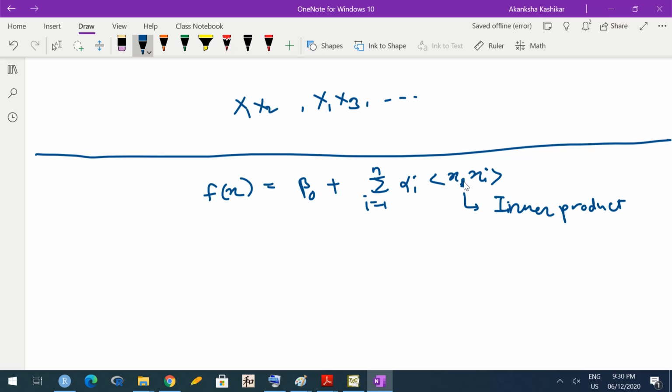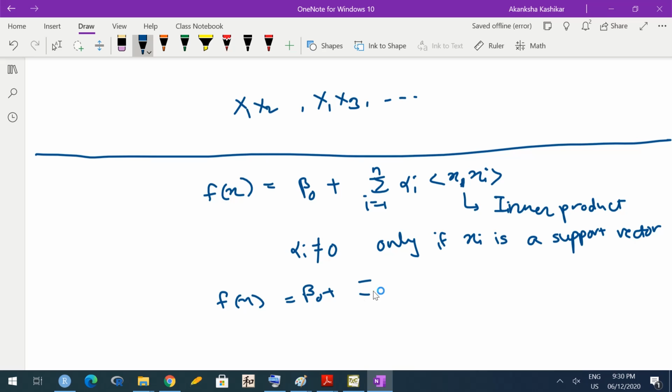Now, in fact, there is one more interesting thing. Not all alphas are 0. Alpha is non-zero only if xi is a support vector. And we know that the final equation depends only on the support vectors. It doesn't depend on others. So in fact my equation gets further simplified. It is f(x) equal to beta naught plus the sum of alpha i times the inner product of x with xi, where i belongs to the set of support vectors. Okay, so S is the set of indices for all support vectors.